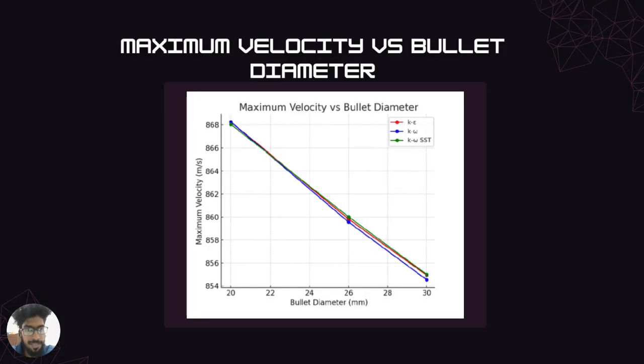From the result table, we were able to illustrate a line graph. This line graph is maximum velocity versus bullet diameter. This graph shows a decreasing trend of velocity as the bullet diameter increases. There are three lines. The red line is K epsilon, the blue line is K omega, and the green line is K omega SST. Of all three turbulence models, K omega SST shows a more stable and accurate prediction of maximum velocity.